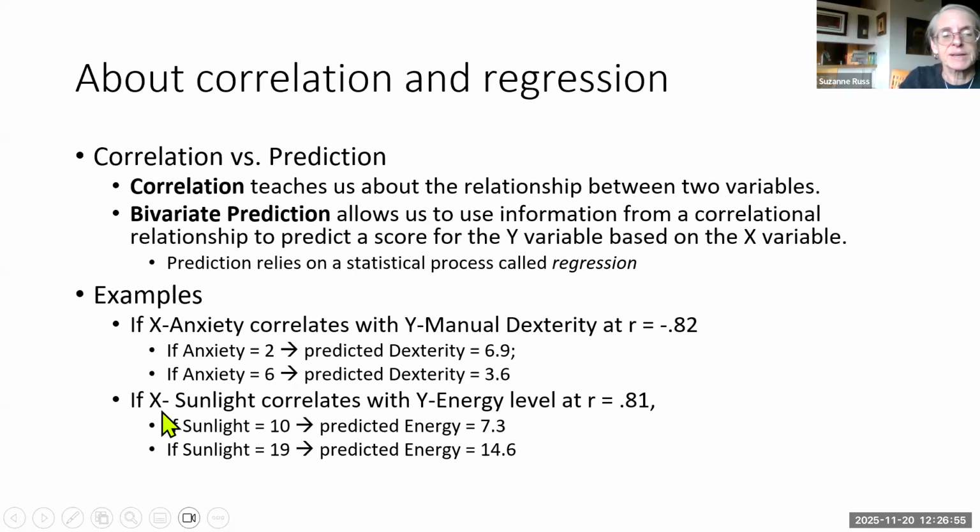Likewise, this is another one that we used, I think this year, I don't know if you took my 213, I'm not sure if you know this one, but if sunlight correlates with energy at r equals 0.81, that means as exposure to sunlight increases, then your energy level increases. So let's say this is the correlation. We can use this to create a formula. And so if sunlight equals 10, then energy equals 7.3. If sunlight equals 19, then energy might be 14.6.